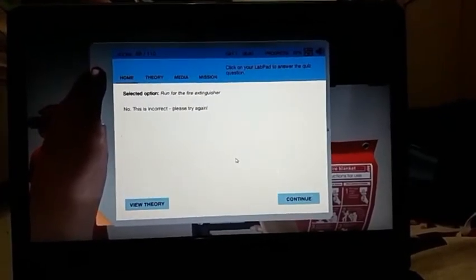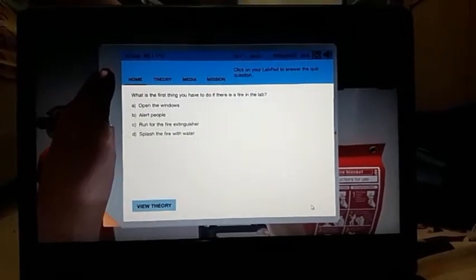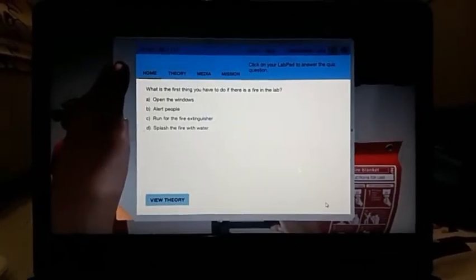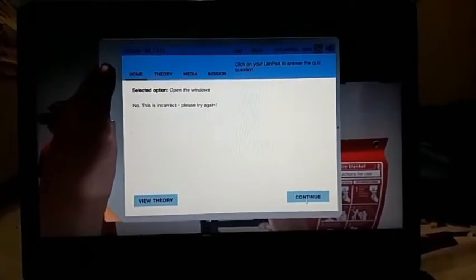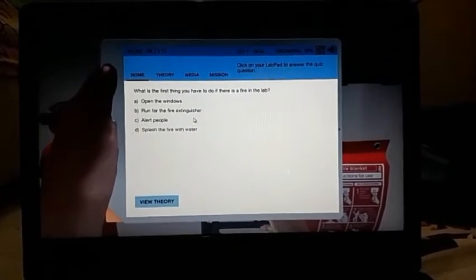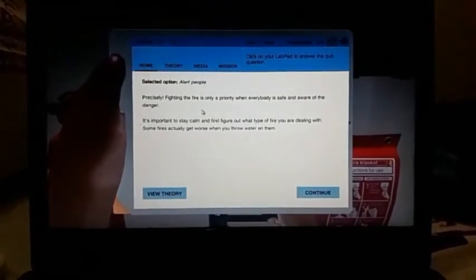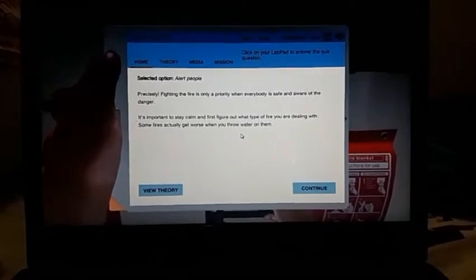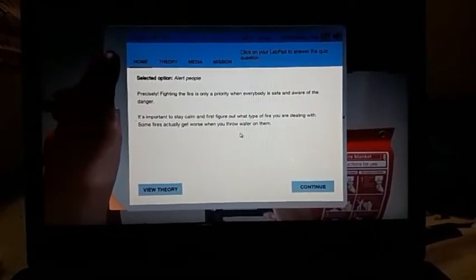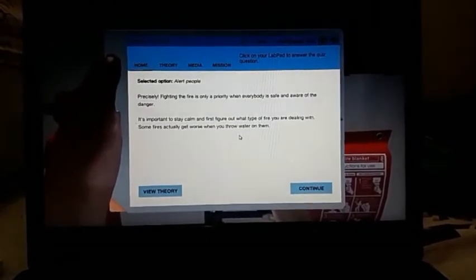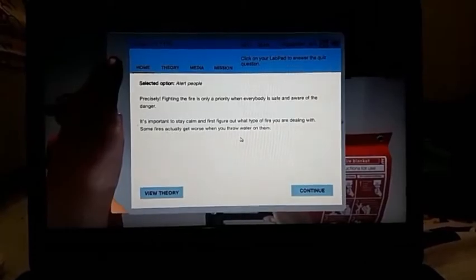No, this is incorrect. Please try again. No, this is incorrect. Please try it. Precisely. Fighting the fire is only a priority when everybody is safe and aware of the danger. It's important to stay calm and first figure out what type of fire you are dealing with. Some fires actually get worse when you throw water on them.